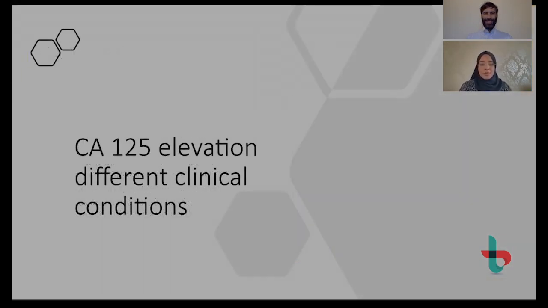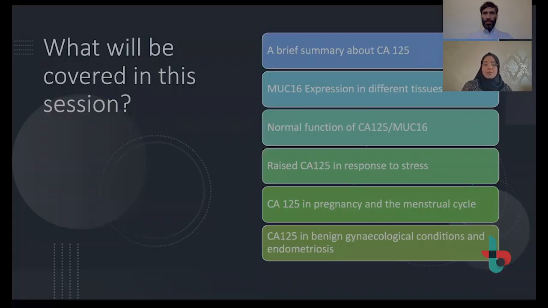So in this lecture, we will be covering CA125 and its elevation in different clinical conditions. We've already given a brief summary about what CA125 is, so we will move on to talking about the expression of MUC16, also known as CA125, in different tissues. We will talk about its normal function, how it's raised in response to stress, CA125 in pregnancy and in the menstrual cycle, and we will also talk about it in the context of benign gynecological conditions and endometriosis.